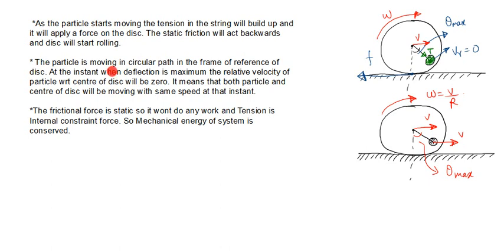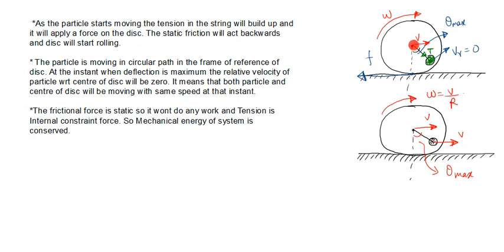Now the particle is moving in a circular path in the frame of reference of the disk. So just imagine any observer who is sitting at the center of this disk. So as per that observer, this particular particle is moving in a circular path whose center is at the center of the disk, and the relative velocity of the particle will be in tangential direction with respect to this observer. So at the instant when the deflection in the thread is maximum, the relative velocity of the particle with respect to the center of the disk will be 0.